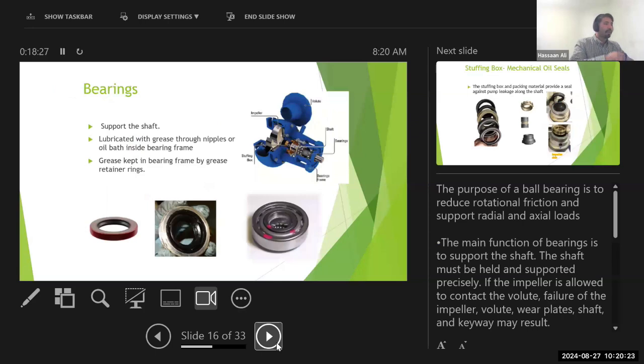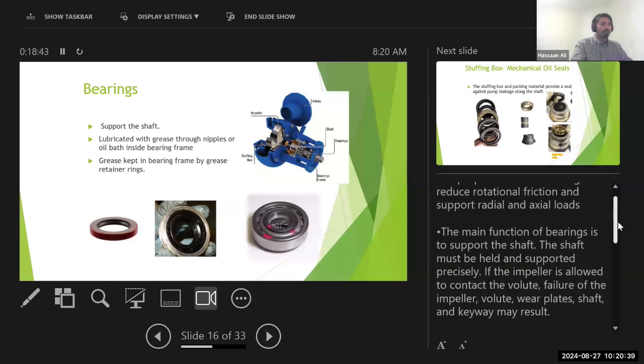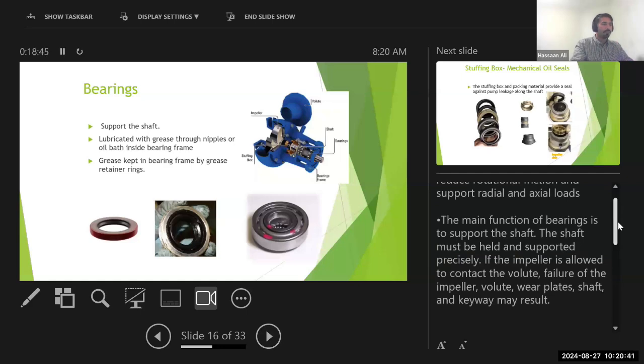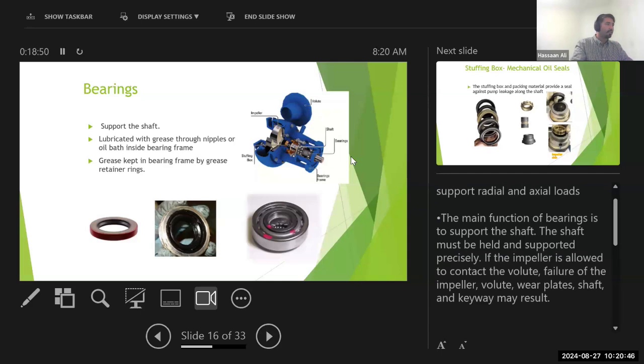Bearings of the pumps provide a very important function. They provide the support to the shaft. They ensure that there are no excessive vibrations because the excessive vibrations can actually damage the pump. The purpose of the bearings is to reduce the rotational friction and also to provide support to the axial and radial loads. In case of the centrifugal pumps, they are usually at the end of the pump where your prime mover integrates with the shaft.